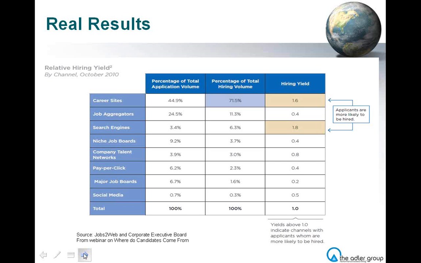Another one is the search engine. So if you look at hiring yield over to the right, applicants are more likely to be hired if this score is over 1.